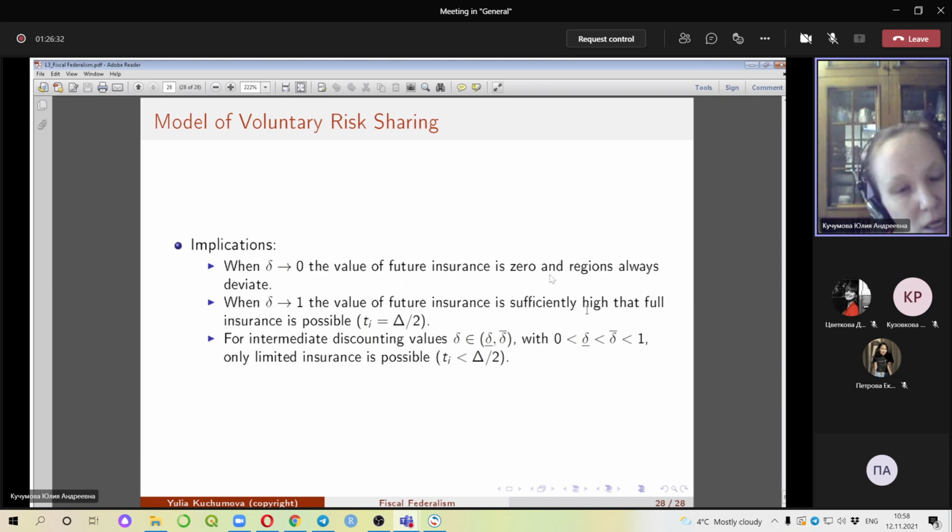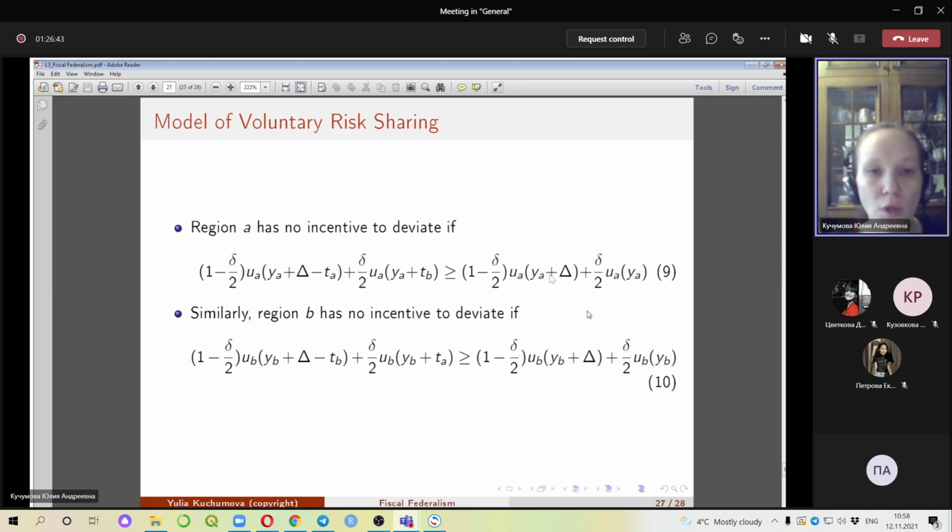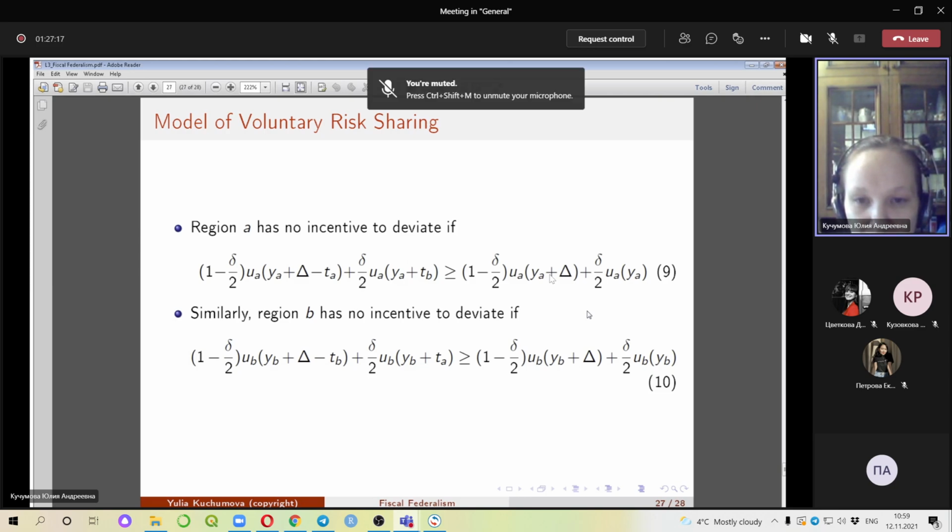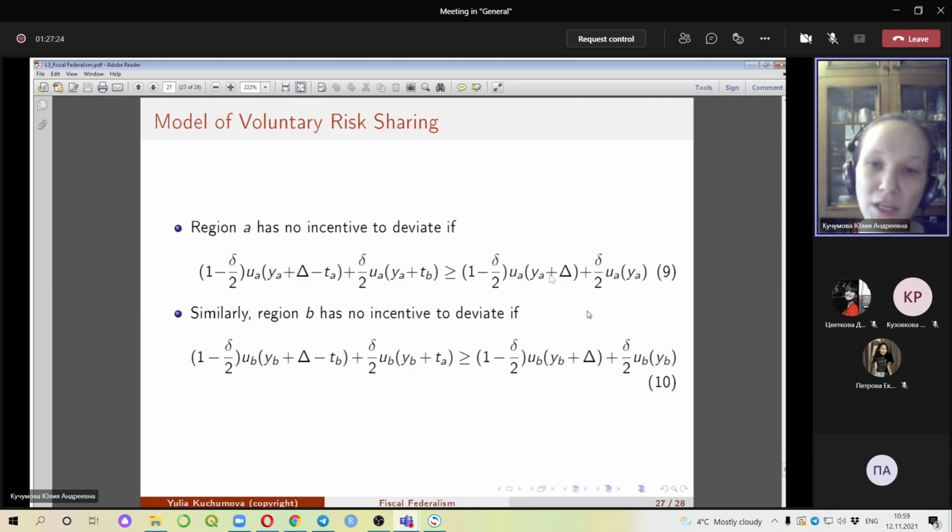So let us check this first implication. When delta converges to 0, there is no value of future insurance. Let's look at expression 9. When delta converges to 0, let's plug in 0 into this expression. Then on the left hand side we end up with just the first term, and on the right hand side we also end up with the first term. And we immediately see that the left hand side can never be higher than the right hand side for any positive TA, right? Then you can also check the other implications, at least the second one as well.